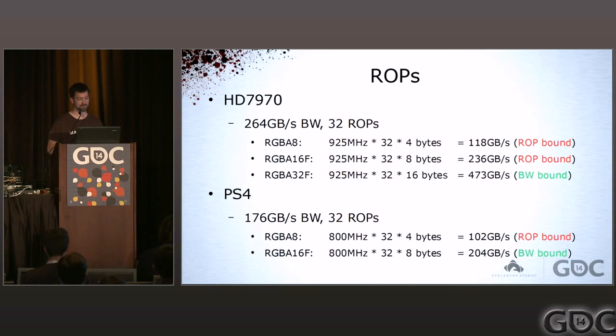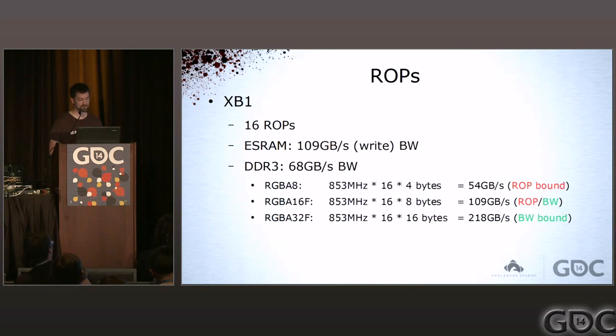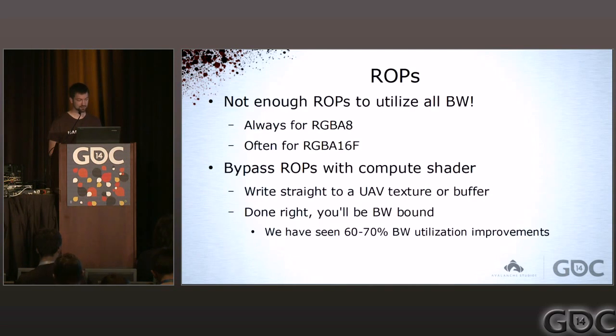Even if you fully utilize the ROPs perfectly, you're still not going to use all the bandwidth that the chip has. And that's true for all hardware. It's true for PC hardware. It's true for the new generation consoles, at least for the smaller formats. If you have a wide format, you might be able to become bandwidth bound instead. But if you have smaller formats, it's very easy to be ROP bound. So what you can do in this case is simply bypass the ROP and use a compute shader instead.